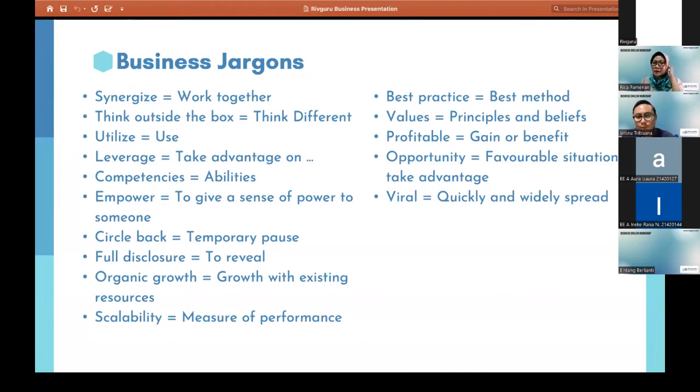So you have synergize, meaning work together, utilize, use. And I think most of you know about thinking outside the box, think differently, yeah? And I reckon all of you know the last one, which is viral, quickly and widely spread. Maybe the TikTok kids know, viral, every day there's always something viral. So yeah, you can use these words in your business presentation as well.